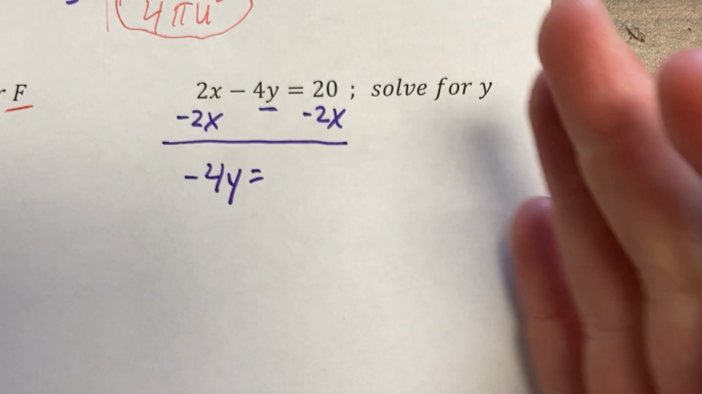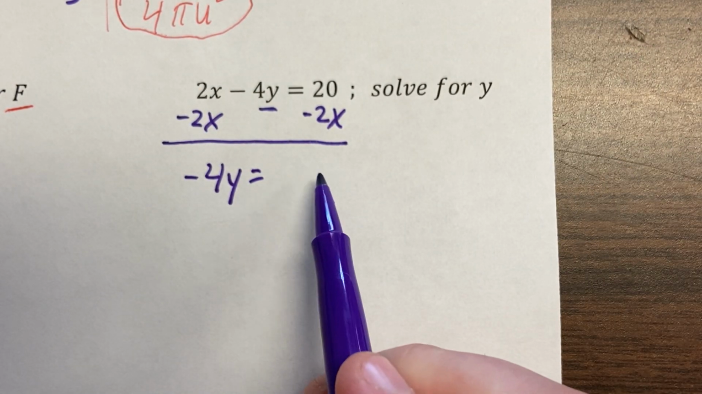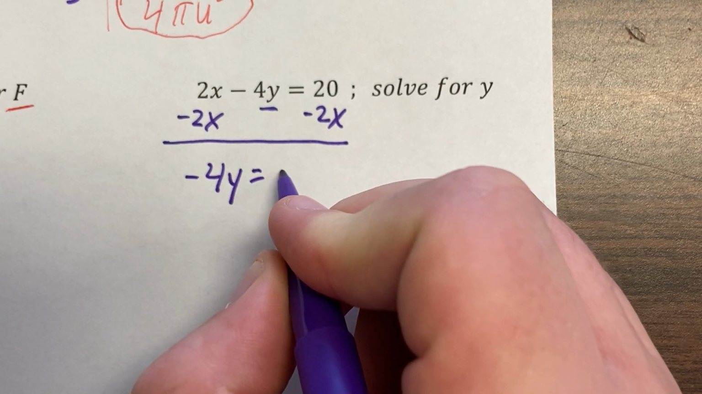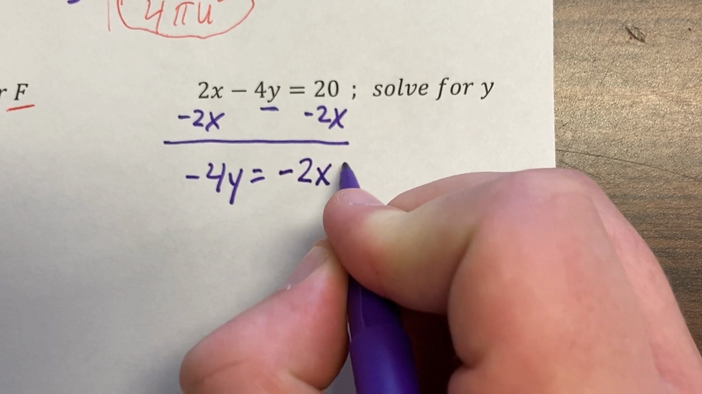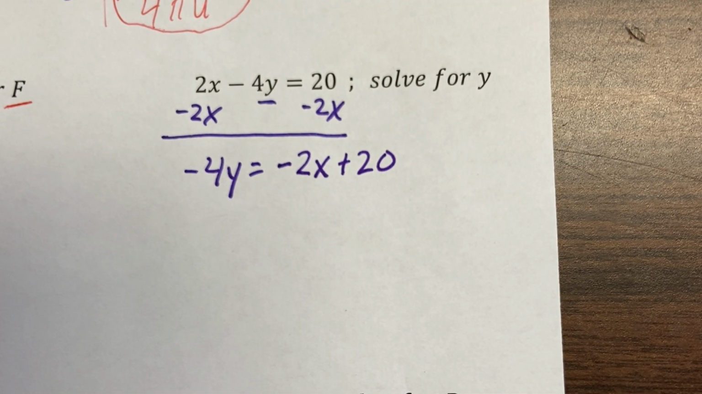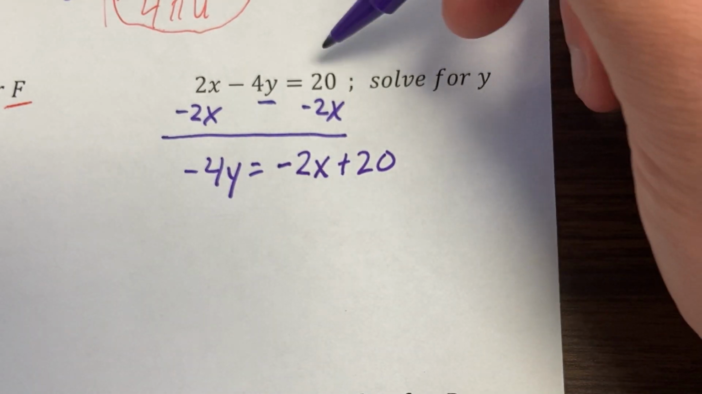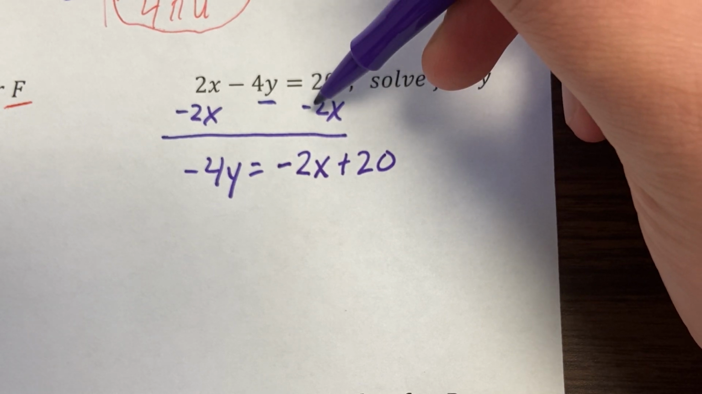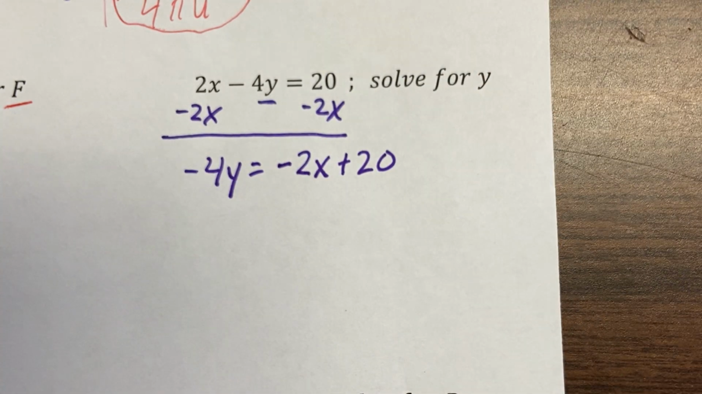And it doesn't matter which one I write first. I can say 20 minus 2x, or I could say minus 2x plus 20. Just make sure the signs to the left of them stay. This is a positive 20, that's a negative 2x. I still have a positive 20, I still have a negative 2x.